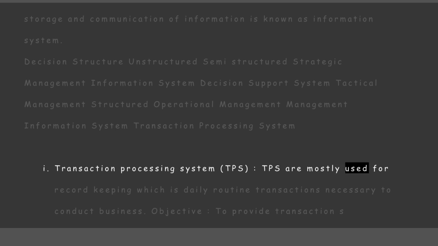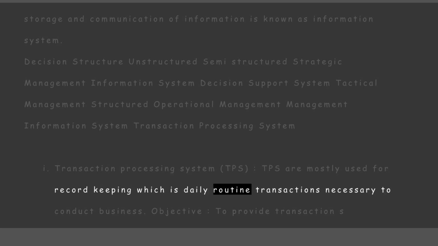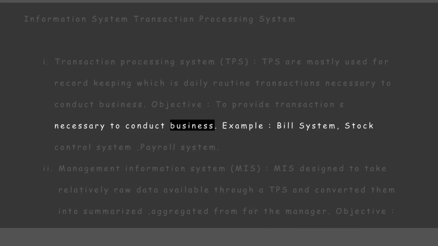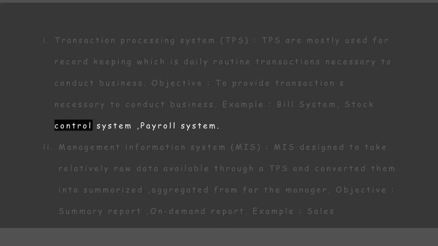1. Transaction processing system, TPS. TPS are mostly used for record keeping, which is the daily routine transactions necessary to conduct business. Objective: to provide transactions necessary to conduct business. Example: billing system, stock control system, payroll system.